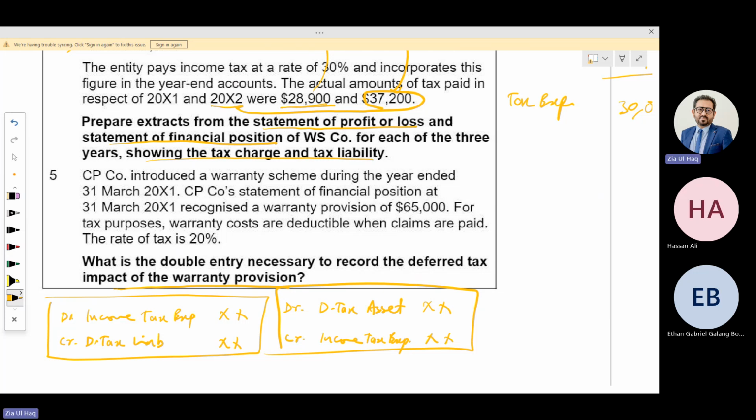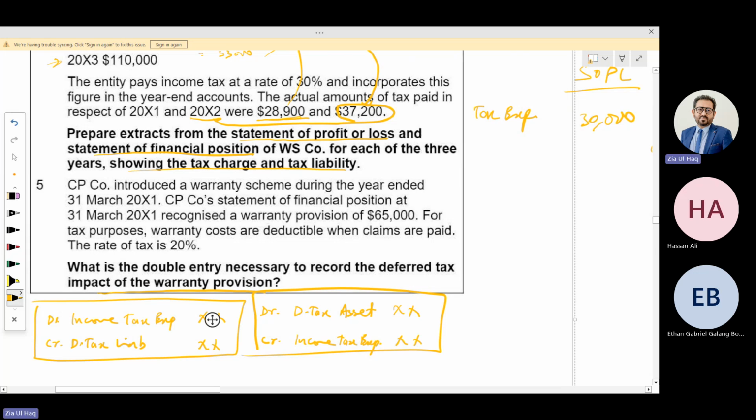We can see whether there is a deferred tax asset or deferred tax liability using the carrying value and tax base. If it is a positive figure, that will be liability. If negative, that will be asset. Positive means taxable temporary difference, deferred tax liability. Negative means deductible temporary difference, that is asset.